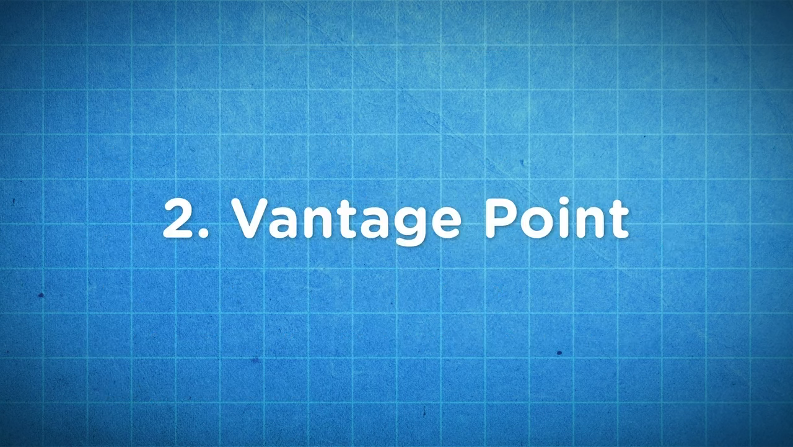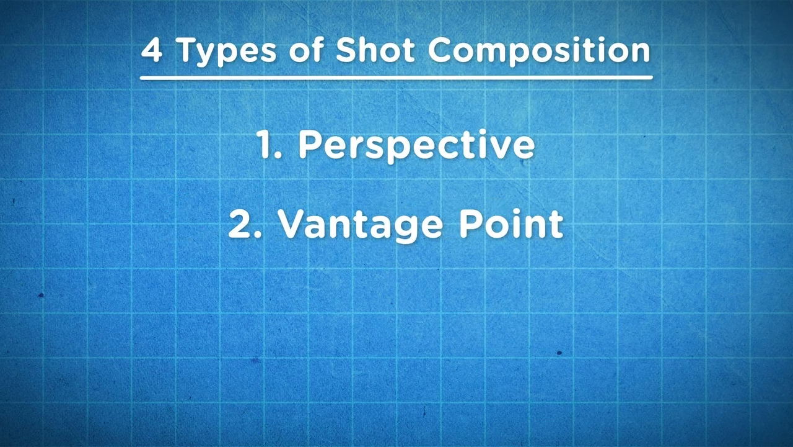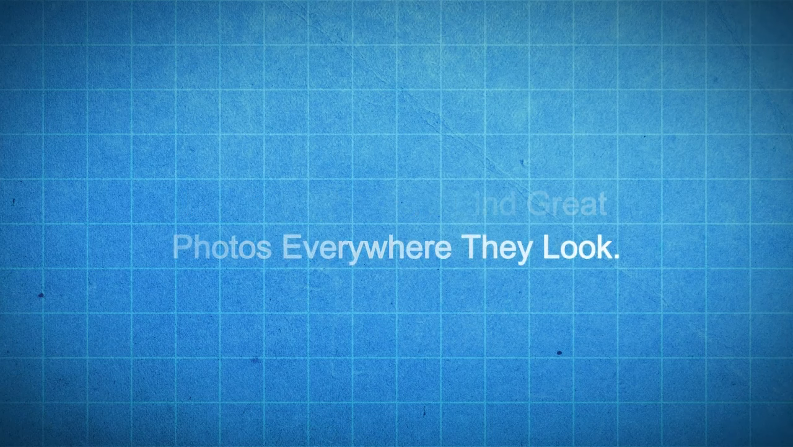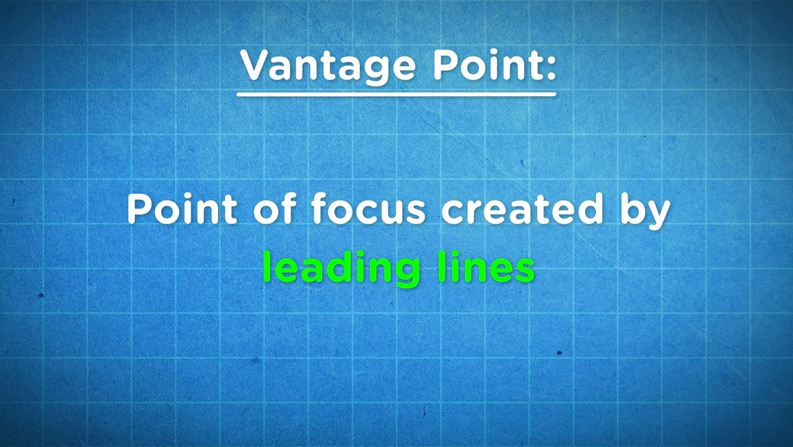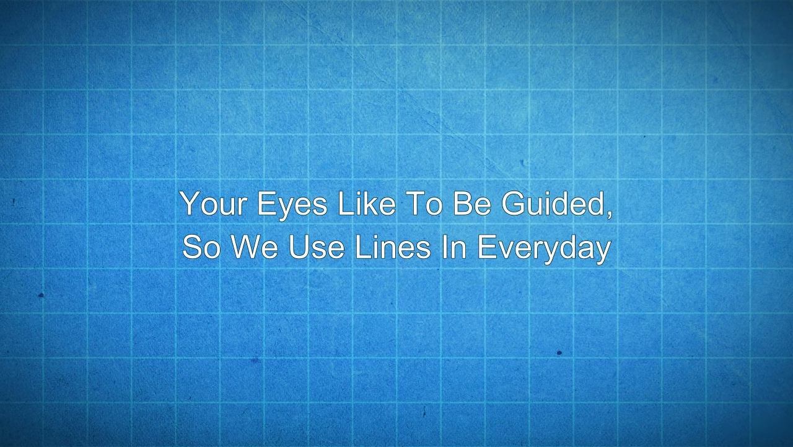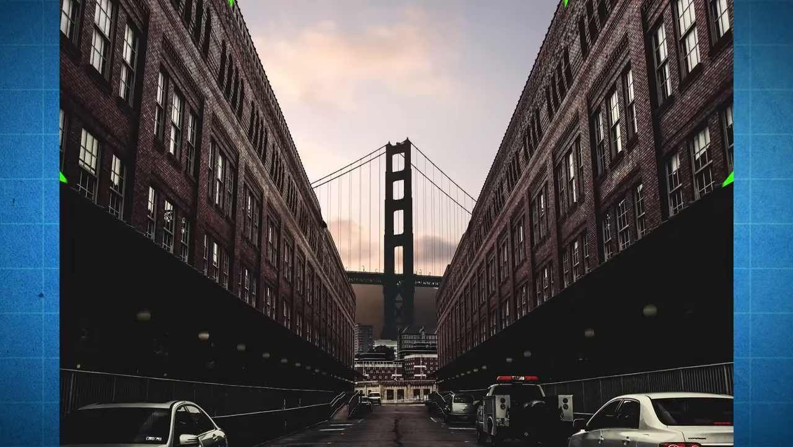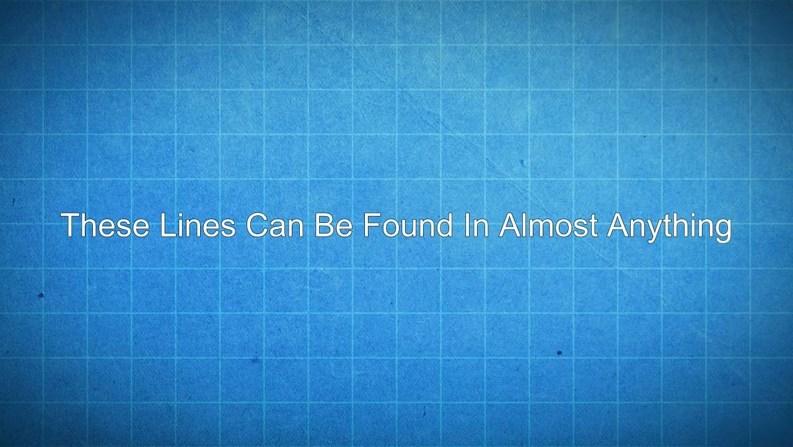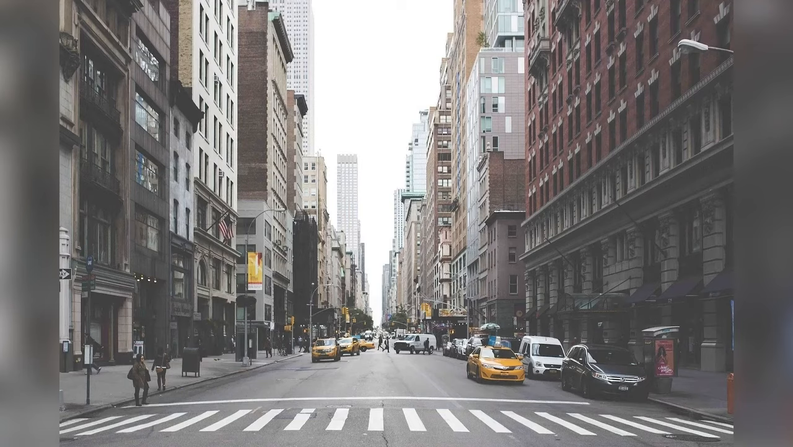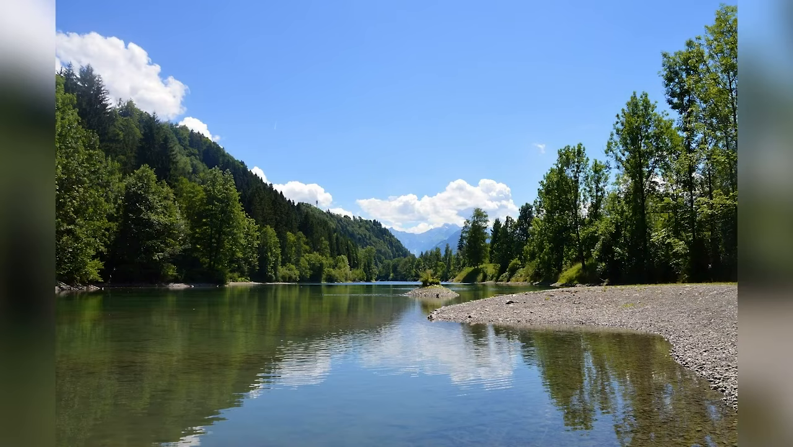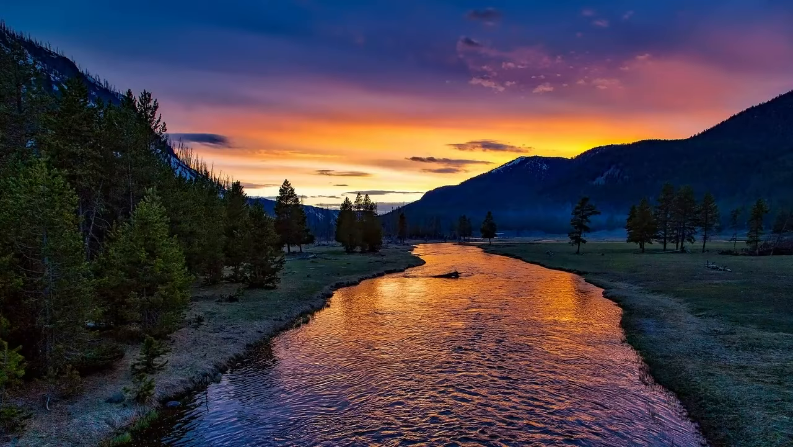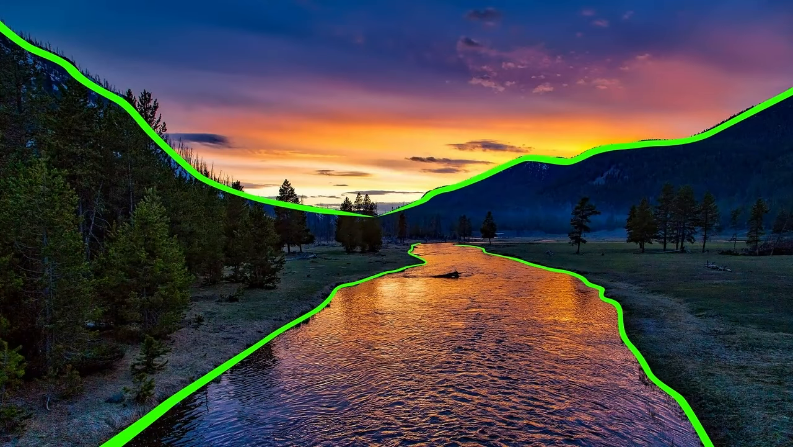Number 2 is vantage point. This is one of the most helpful concepts for photographers to find great photos everywhere they look. A vantage point is a point of focus created by leading lines. Your eyes like to be guided, so we use lines in everyday life to steer or lead the viewer to a single point. These lines can be found in almost anything: buildings, streets, trees, mountains, water, and plenty more. These lines begin at the outside of the frame and travel inward to a single point.